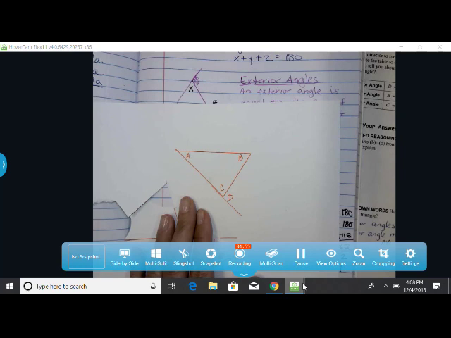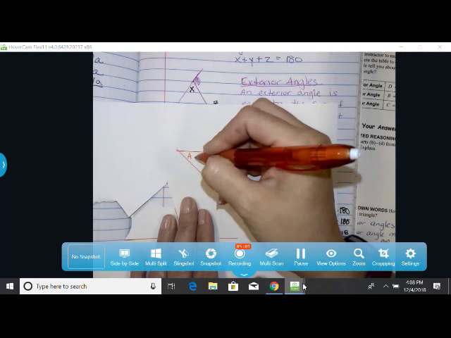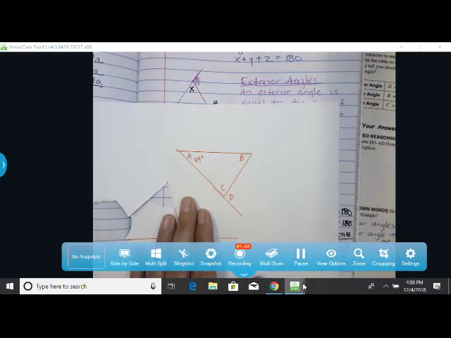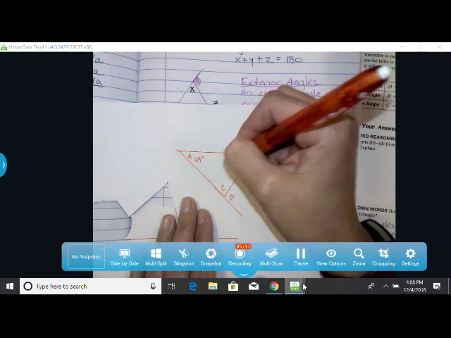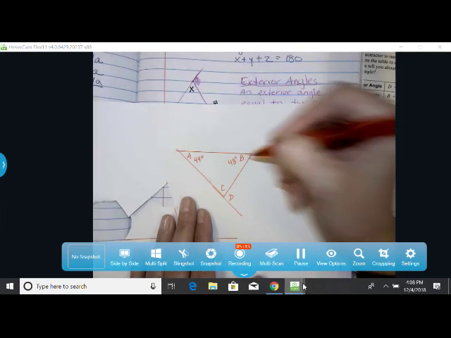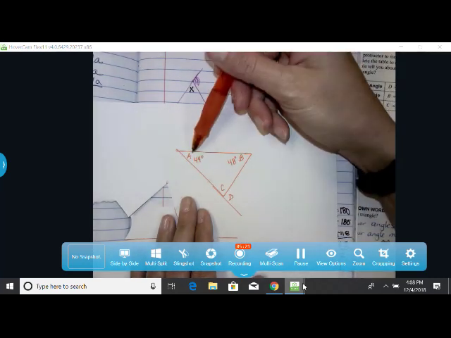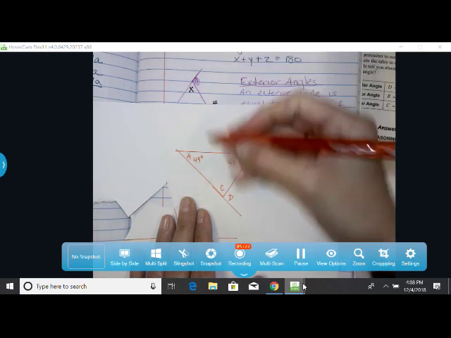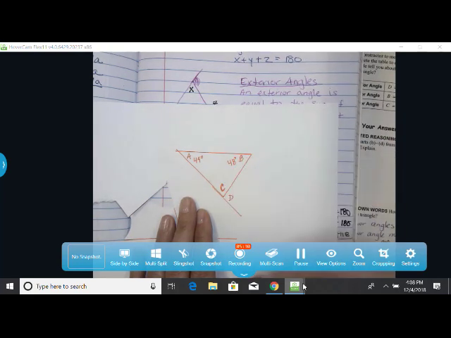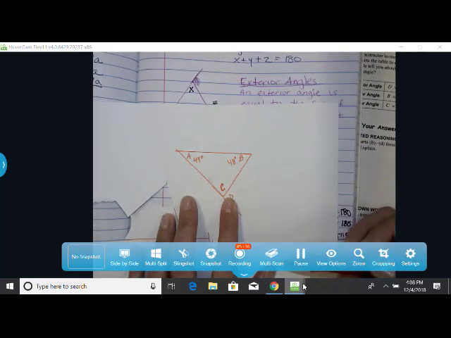Now let's assume that angle A was 44 degrees. And let's assume that angle B was, oh, I don't know, 48 degrees. I just made those up. I did not measure this triangle. But if I assume that A is 44 degrees and B is 48 degrees, do I have enough information to find C? Well, sure. I know that A plus B plus C should equal 180.